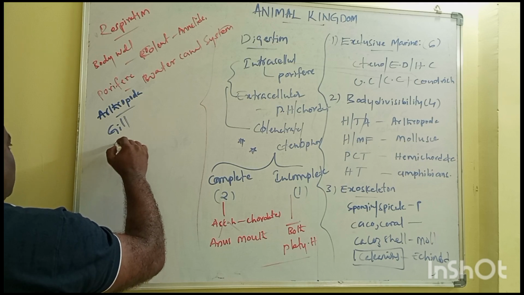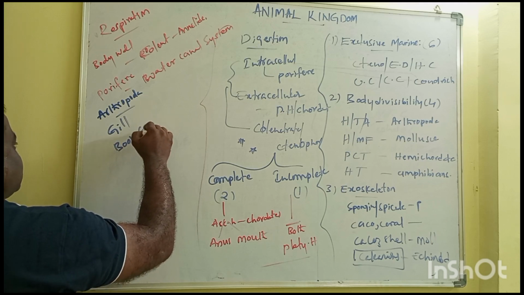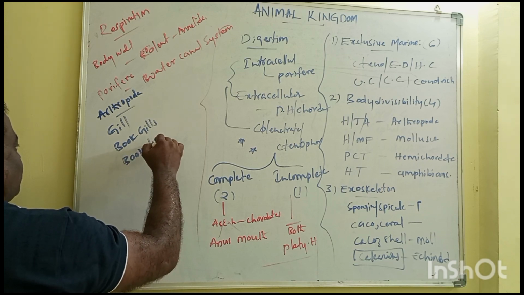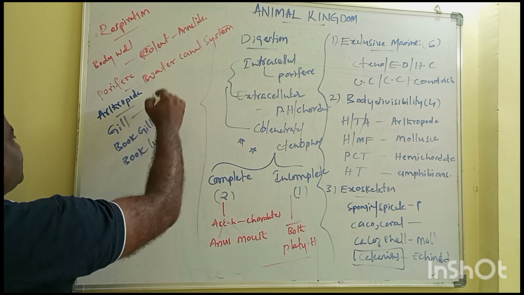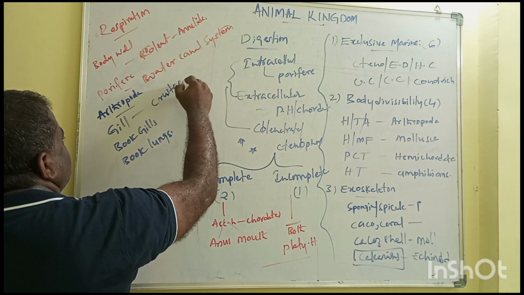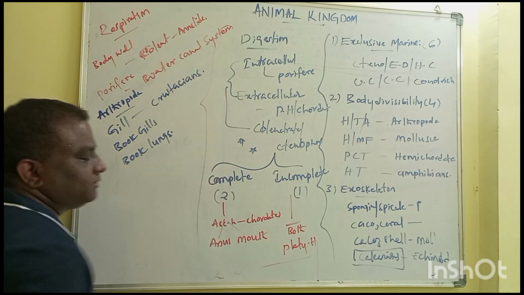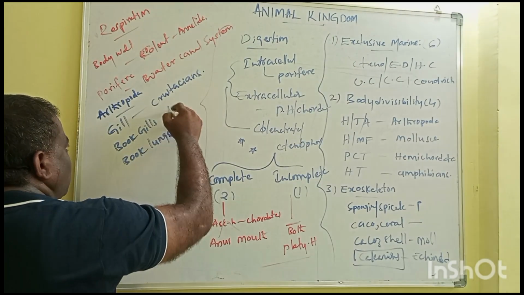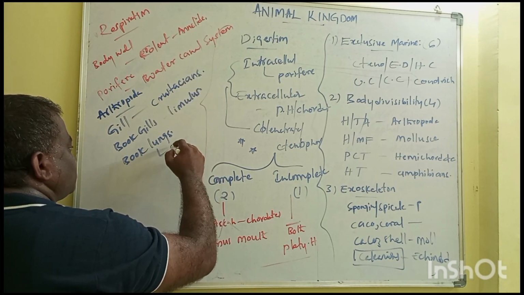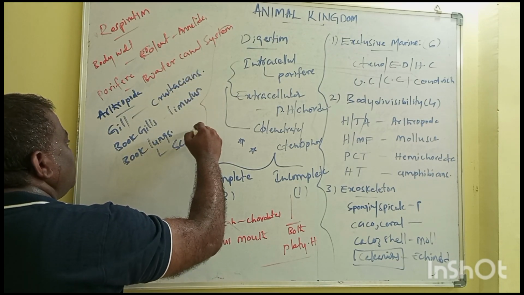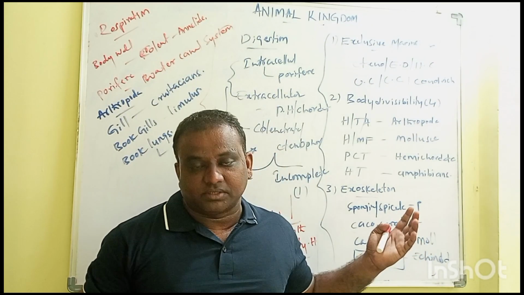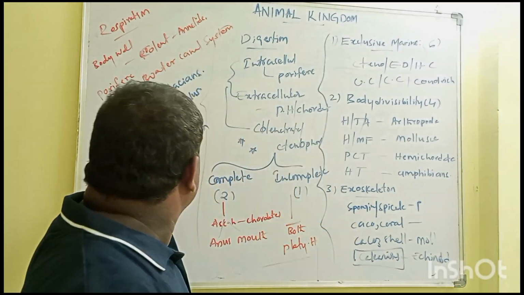There are book gills and there are book lungs. Gill respiration is seen in crustaceans. Book gills are seen in Limulus, whereas book lungs are seen in scorpions, and in all arachnids the respiratory system is along with book lungs.